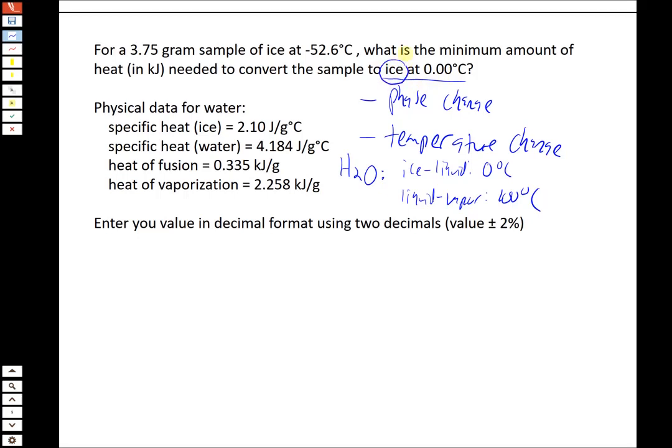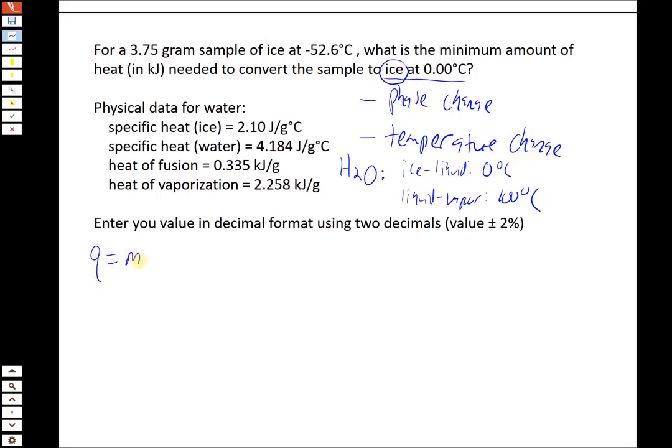We haven't gone through the phase change yet. So we're just calculating the amount of heat needed to warm the sample from minus 52.6 to 0 degrees Celsius. No phase change involved. It's still ice before, it's still ice afterwards. Whenever you're doing a temperature change without changing the phase, it's just going to be MC delta T.